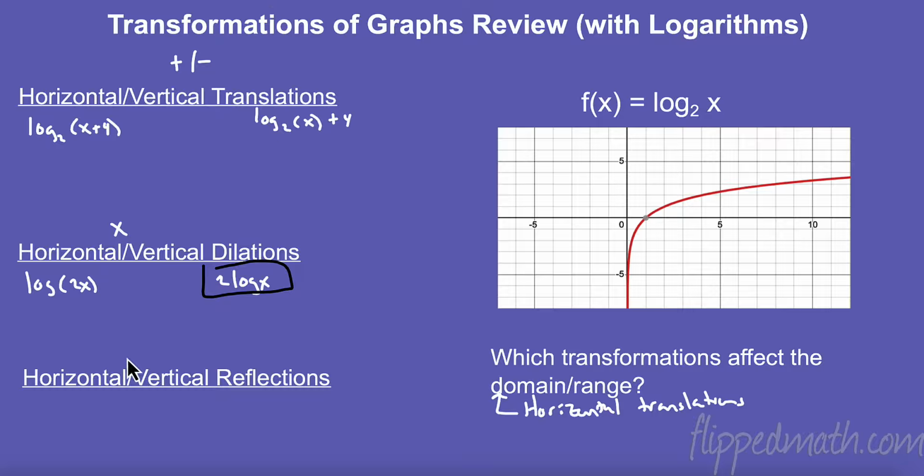So reflections, remember, they have a negative multiplier, right? So let's start with vertical reflections. That would be on the outside. Anything on the outside is vertical. So negative log 2 of x, for example, right? A vertical reflection flips it upside down, correct? So all these values are going to be flipped upside down. So let's take a look. This value is going to stay the same, but instead of going over 1, up 1, I'm going to go over 1, down 1, right? Instead of going then over 2, up 1, I'm going to go over 2, down 1. So now you can see my graph is flipped like that, isn't it?